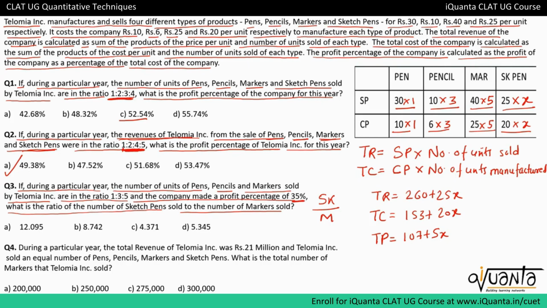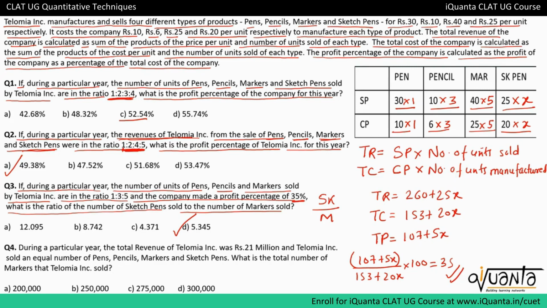So profit percent here will be (107 plus 5x) upon total cost, which is 153 plus 20x, into 100, that will be equal to 35%. Now you can solve this equation and find out the value of x from here. So that will be the number of sketch pens, and when we put the value of sketch pens over here and calculate the ratio of number of sketch pens and markers, we get option D as the answer. You can solve it yourself.